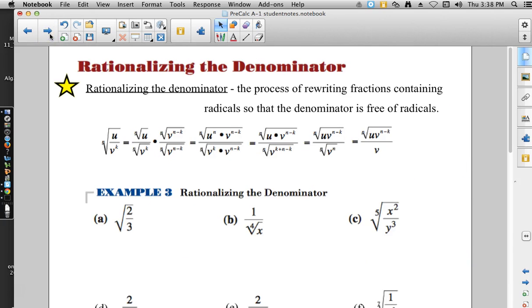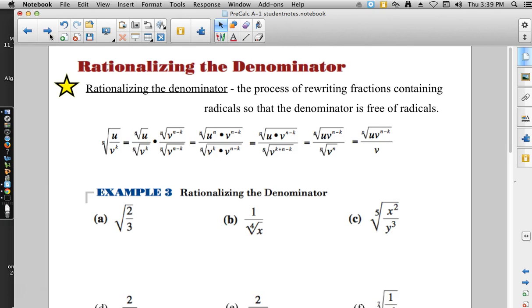On the next page, rationalizing the denominator. Oh, these can be gobs of fun. Rationalizing the denominator is the process of rewriting fractions containing radicals so that the denominator is free of radicals. That's a big way of saying we're not allowed to leave radicals in the denominator. That's one of the biggest bears that we have to hunt down when we are in Algebra 2, is getting rid of those nasty radicals in the denominator.